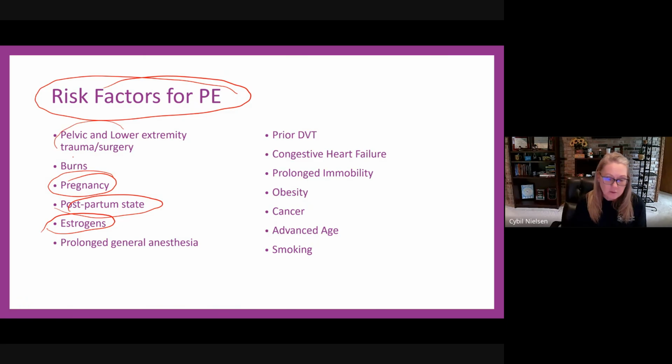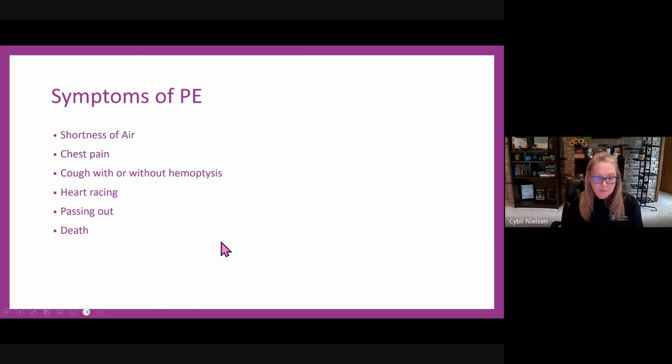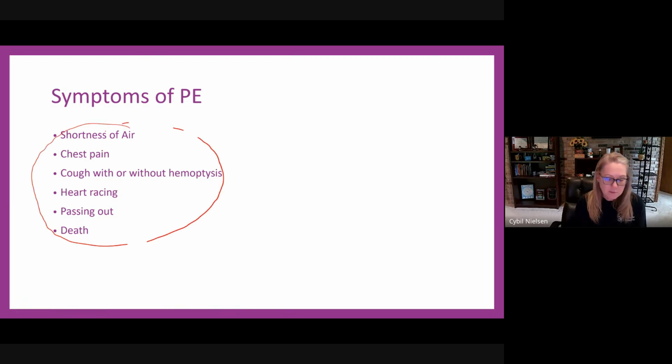And then these others: surgery, burns, anesthesia, congestive heart failure, immobility, obesity, advanced age, cancer. A lot of those are sedentary. And then smoking is the other one. All right, symptoms. All of these are symptoms, including death. Many times these aren't diagnosed until death, because if it's an acute and it's a big PE, it can cause almost instant death. It's a very acute kind of thing.